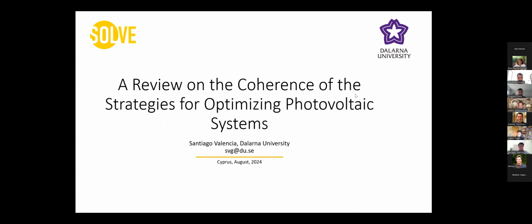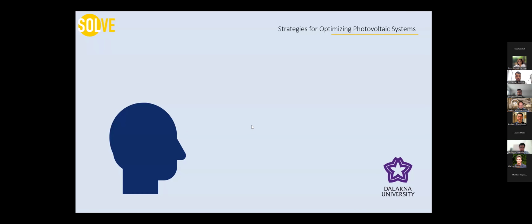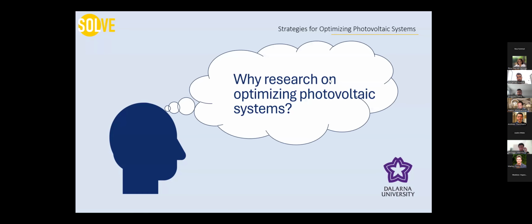Thank you. So yes, as you know, my name is Santiago, and I started my PhD with a review on the coherence of strategies for optimizing photovoltaic systems. This was presented 2 days ago in Cyprus, in Eurozone, and it was well received. Even when it was critical, it was well received by the academic community, which was really nice. So first, I started asking myself why to research on optimizing photovoltaic systems. I wanted to have a good starting point for my PhD, so I started asking why.